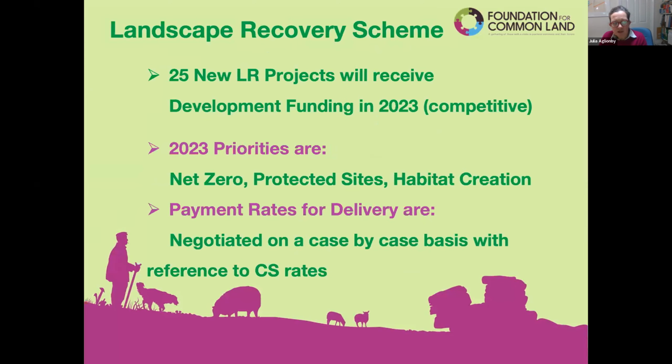The landscape recovery scheme is the 3rd tier, and the announcement last Thursday was that there will be 25 new landscape projects that will receive development funding in 2023. This will be a competitive process. It was highly oversubscribed in 2022. The priorities for 2023 are net zero, protected sites and habitat creation.